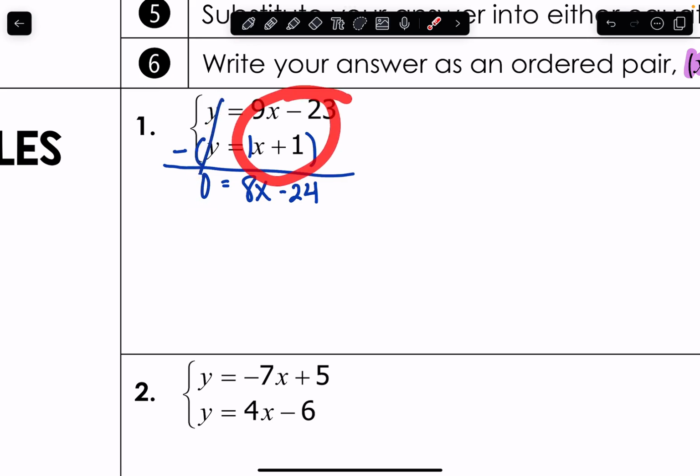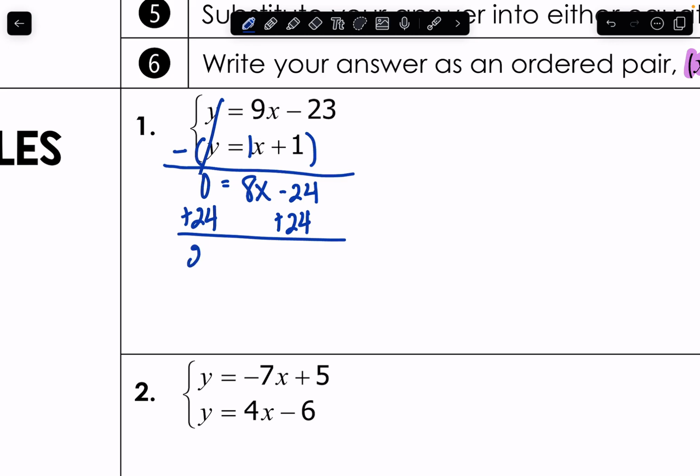I subtracted everything down here, and now I can solve. So this one looks kind of weird because I have nothing over here. But if I bring that 24 to the other side, I can add 24 to both sides here. And now I get 24 equals 8x. And look how easy it is to solve now. All we have to do is divide by 8. So I find that x is equal to 3.